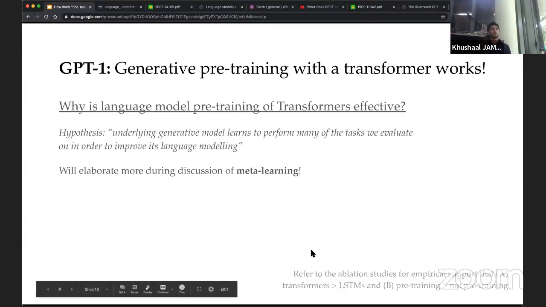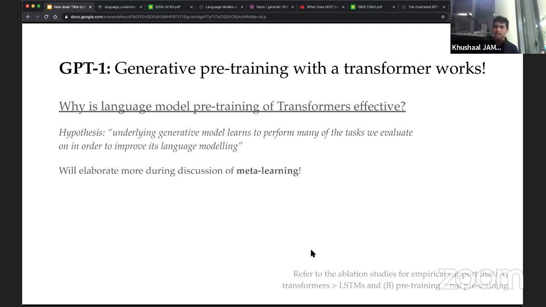One question I had when I read about this is, why is it effective? It's a lot like when you read about, for example, word2vec, wherein you have a seemingly simple training process which appears to be quite effective. The paper presented the hypothesis that the underlying model learns to perform many of the tasks that are later evaluated on, as a sub-goal, in order to improve its language modeling. We'll talk a little more about that during our discussion of meta learning.